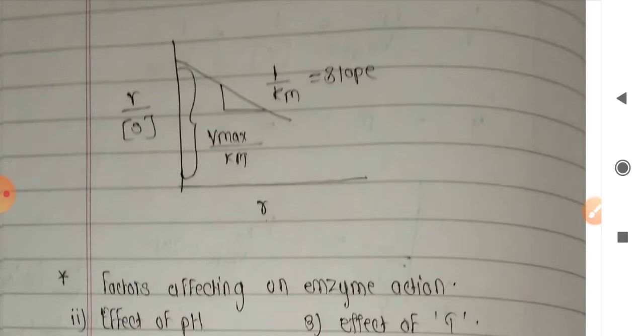Whichever values are given to you in the numerical, you should use that equation and put those values in the given equation, and finally try to find out the unknown value, which is the answer of the given problem. Okay, so this is the Michaelis Menten equation.